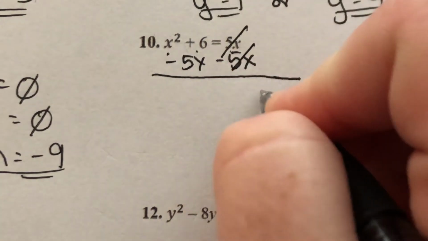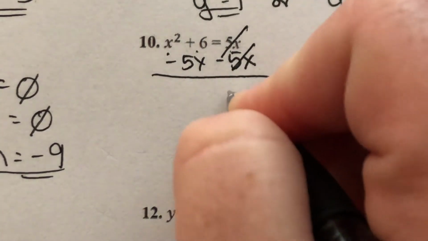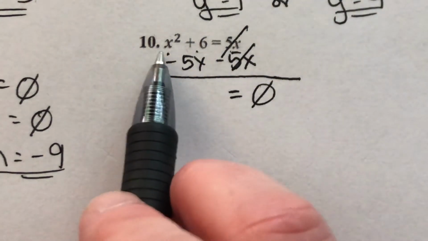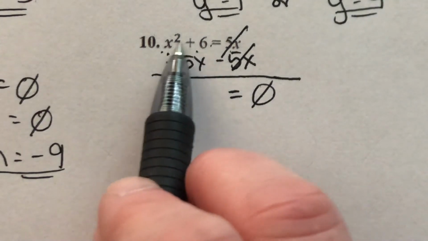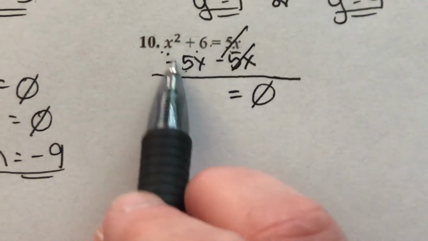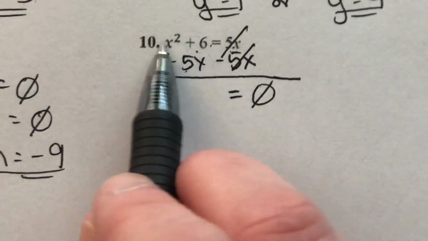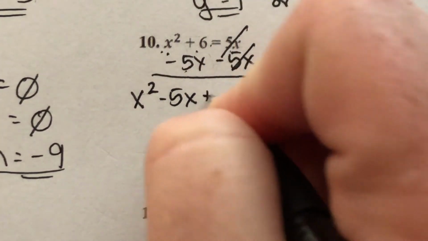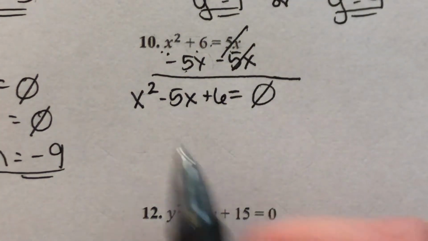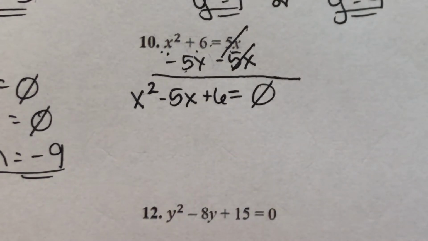So this side becomes 0. Bring down my equal sign. And over here I get x squared plus 6 minus 5x. And I want to write this in standard form, so I'm going to stick this in between the x squared and the 6. So x squared minus 5x plus 6. All right, so now here's my trinomial. Now I want to factor it.